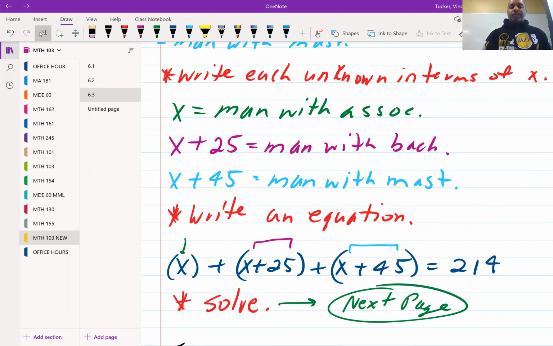So here's my equation. Now I didn't need the parentheses there. I just did that to signify and to show each piece. So we have X, that's the man with the associate's, X plus 25, the man with the bachelor's, and X plus 45, the man with the master's. Matter of fact, let me do this. Let's see, color code.